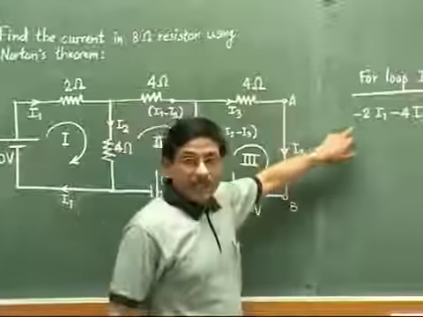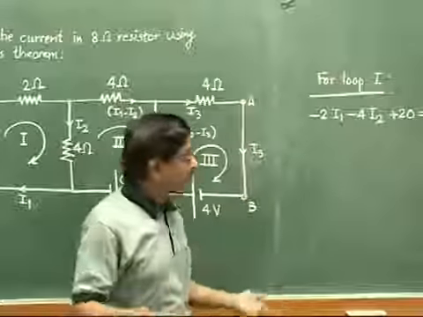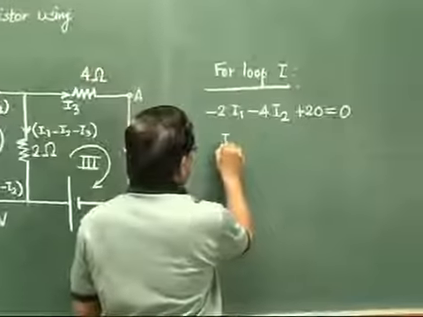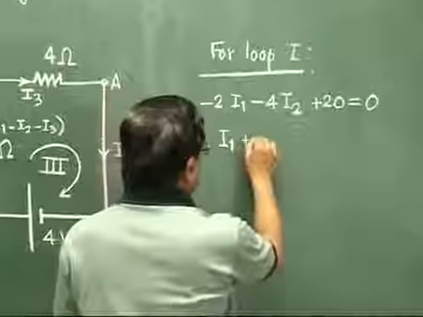Okay, so we have written the loop equation. Just make it somewhat simpler, and maybe we take the constants to the other side. So it will be just I1. I divide all the terms by minus 2. This will be plus 2 I2.